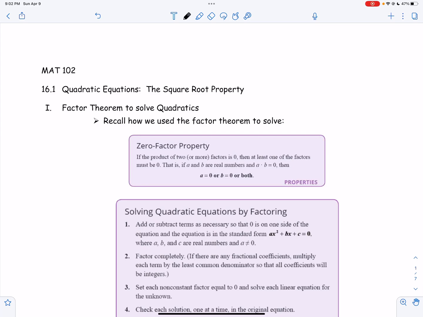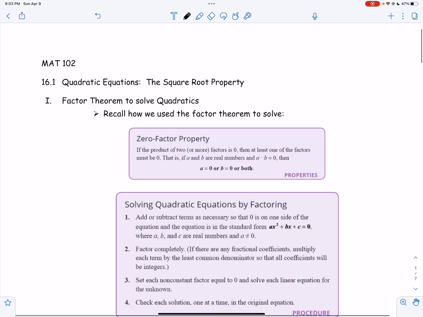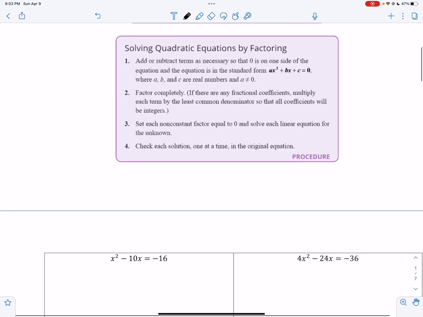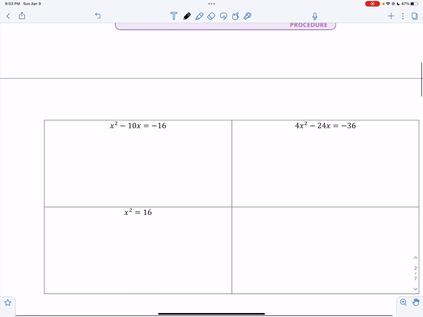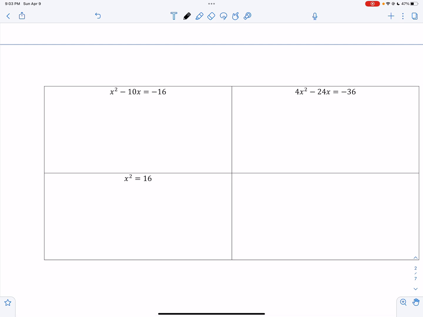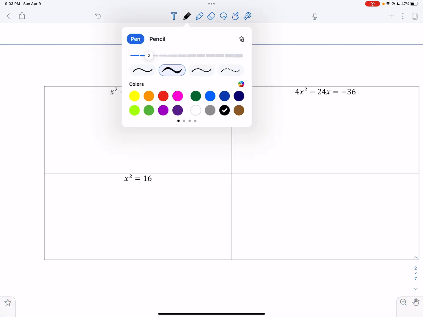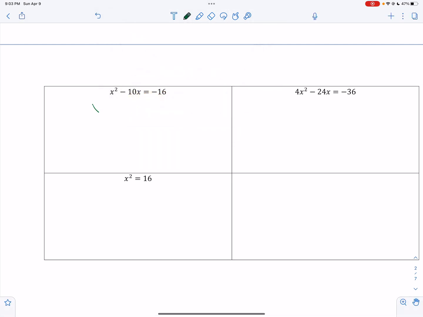All right, this is Math 102, 16.1 on quadratic equations. Up until this point, all we have known how to do is solve quadratics by factoring. So we're going to review this, and then we're going to go into a new method called the square root property.